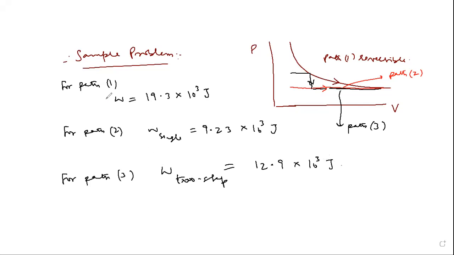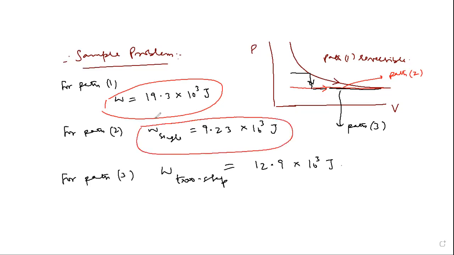So for reversible isothermal expansion, work is 19.3 into 10 raised power 3 joule. For single step irreversible process, it is 9.23 into 10 raised power 3 joules. And for 2-step irreversible process, it is this value, 12.9 into 10 raised power 3 joule. So we concluded from this sample problem that the magnitude of work is greater for the 2-step process than for the single-step process, but less than that for the reversible process.